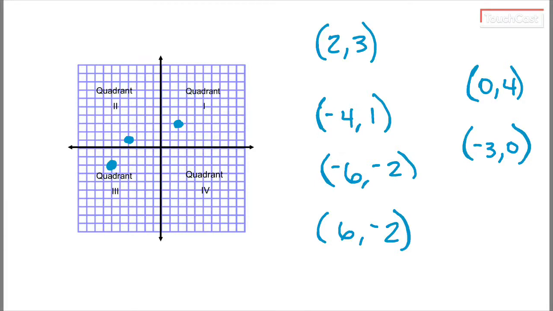The next one is 6, -2. So that is a positive x coordinate. So we're going to go to the right 6 spaces. So 1, 2, 3, 4, 5, 6. And then we're going to go down 2 spaces. So we wind up there.